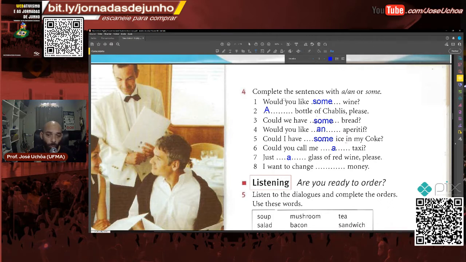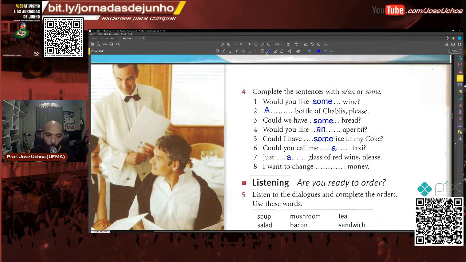Number eight, the last one. I want to change money. Did he say dollars? Did he say reais? Pay attention, the words dollars, reais, euros, ienes, they all go to the plural. But the word money does not go to the plural. There is no such thing as monies. What I have is currencies. Okay, moedas, but not monies.